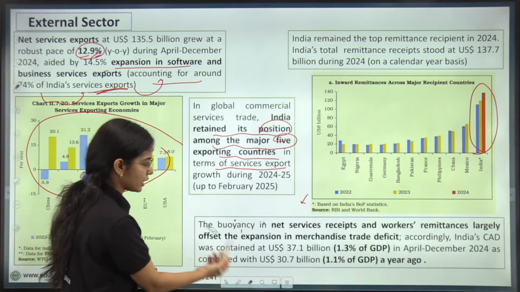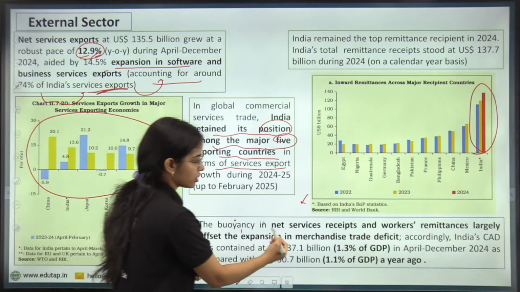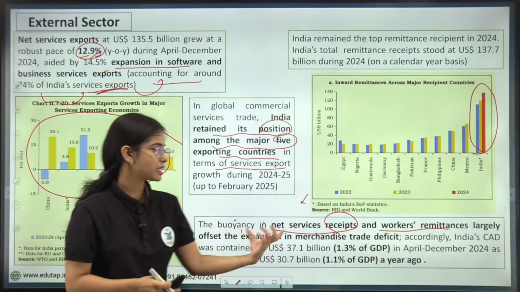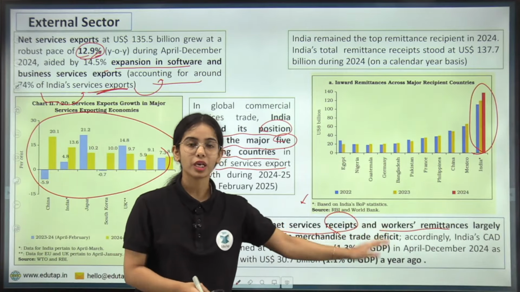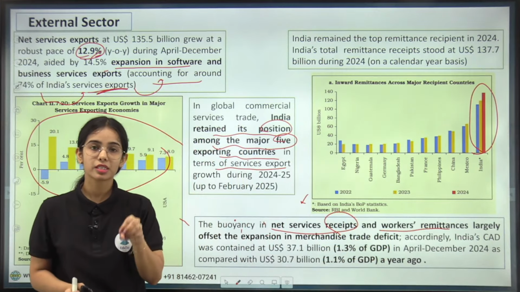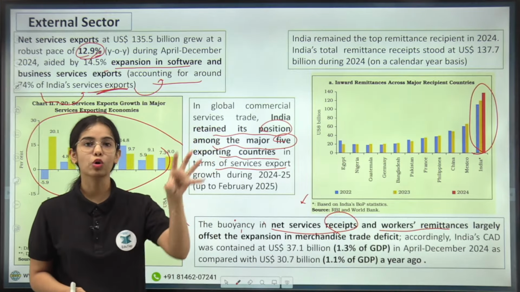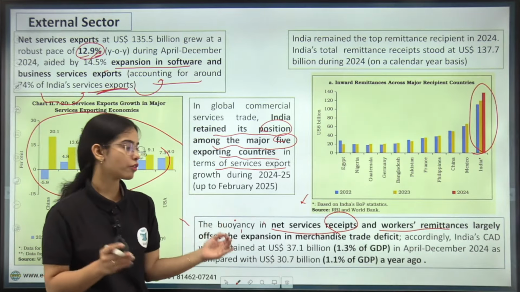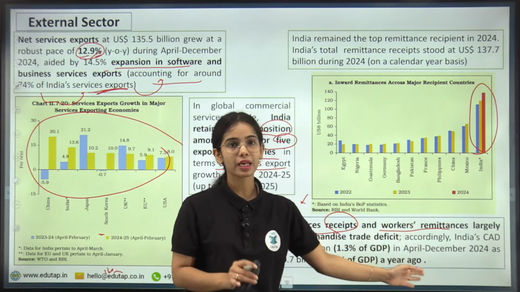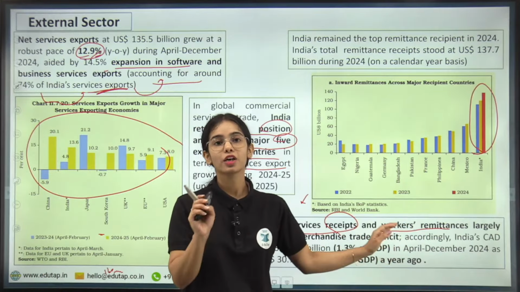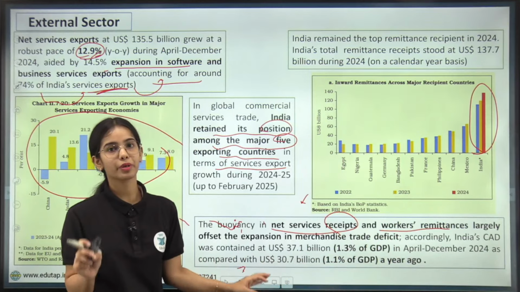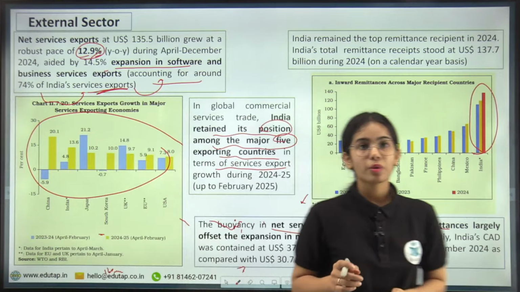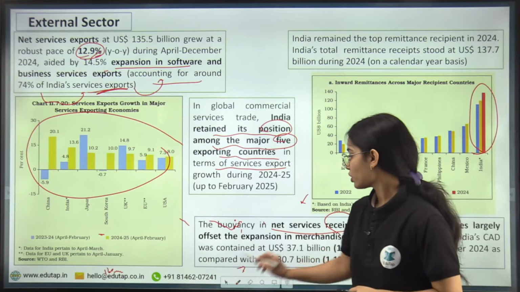Now here the buoyancy in net services receipts and workers' remittances largely offset the expansion in the merchandise trade deficit. So the net service receipts, the transfer payments, the remittances that we have got are offsetting a huge part of the merchandise trade deficit. Accordingly, India's current account deficit stands at 1.3% of GDP as compared to 1.1% of GDP in the past year.